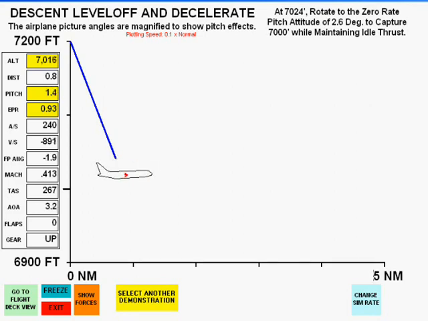As the pitch attitude is increased, the vertical speed is decreased. Even after the final pitch attitude is established, the vertical speed continues to decrease. The vertical speed will reach 0 feet per minute as the altitude reaches the target value of 7,000 feet.